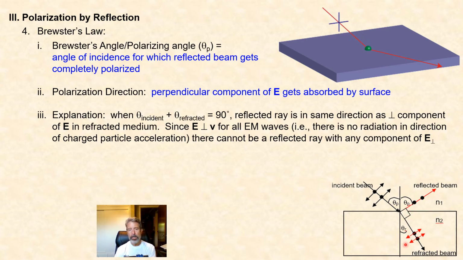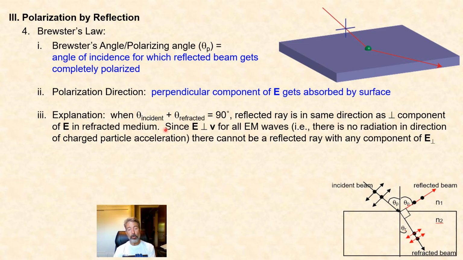Why is that important? Because when that condition is met, the reflected ray, which I'm showing you in red here, is in the same direction as the perpendicular component of the electric field in the refracted beam. Notice for this refracted beam, the perpendicular component, which I'm showing you in red, is exactly in the same direction as that reflected beam. Remember, when that incident beam interacts with the molecules in the nonmetallic surface, it re-radiates this reflected beam.